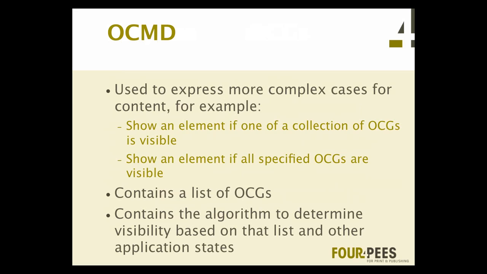So you could show an element if multiple layers are not visible, or if one of them is visible, or if none of them is visible. And there is a whole language in there to determine what the visibility statement should be of a particular object based on the OCGs in the document, based on other things like application state, zoom factor, and all of those things.